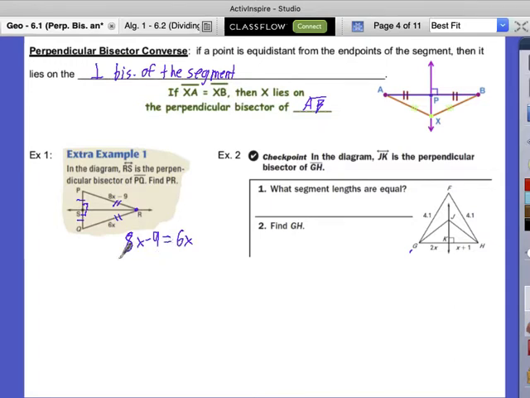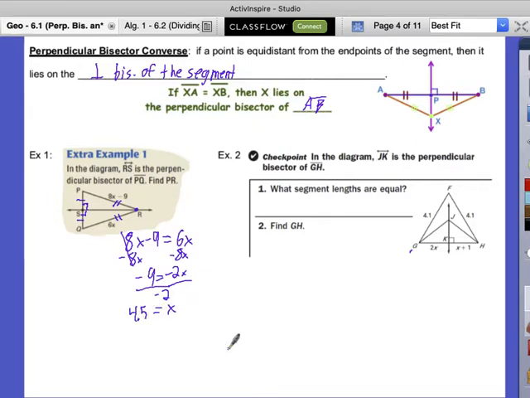Okay, so subtract 8x. Negative 9 equals negative 2x. Divide by negative 2. We can write it like that, dividing both sides of the equation that way if you want. Sometimes it's kind of a lazy way to do it. X is equal to 4.5.